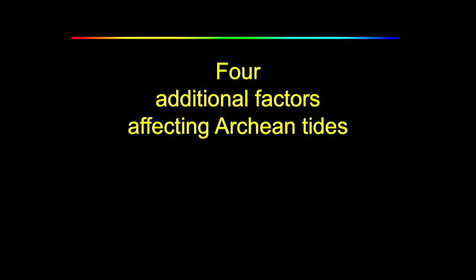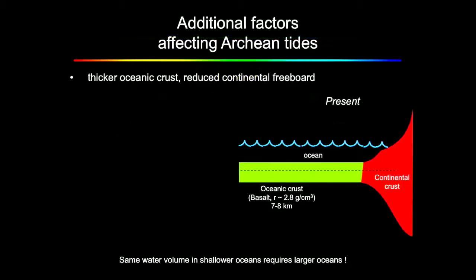Anyway, we still have only 3 data points for the Archean, for the entire Precambrian, from 500 all the way to 4,500, to constrain Earth-Moon interactions. However, we have a couple other factors to consider. 4 additional factors affecting Archean tides. Think about the depth of today's oceans.